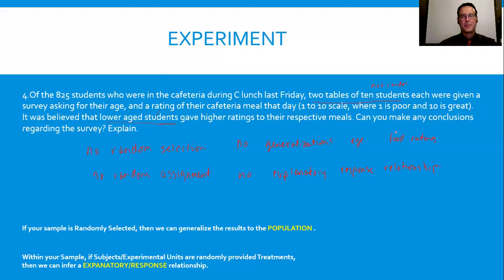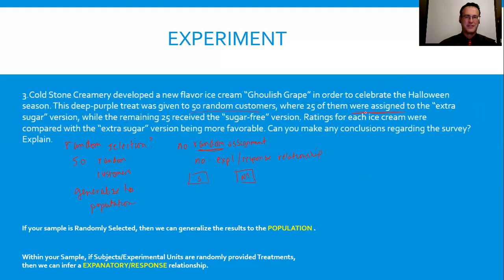I would say the thing that people sometimes leave out in their work is they don't put it in context. So we're talking about meals and ratings here. On the previous one, we're talking about sugar levels and a rating again for their ice cream. Make sure you include it in context, and with that, you'll get it all right. And again, don't always just write whether it's random or no random assignment. Make sure you tell me what the outcome is, whether there's no explanatory response relationship or yes, you can generalize, no, you can't generalize, and then put that part into context.